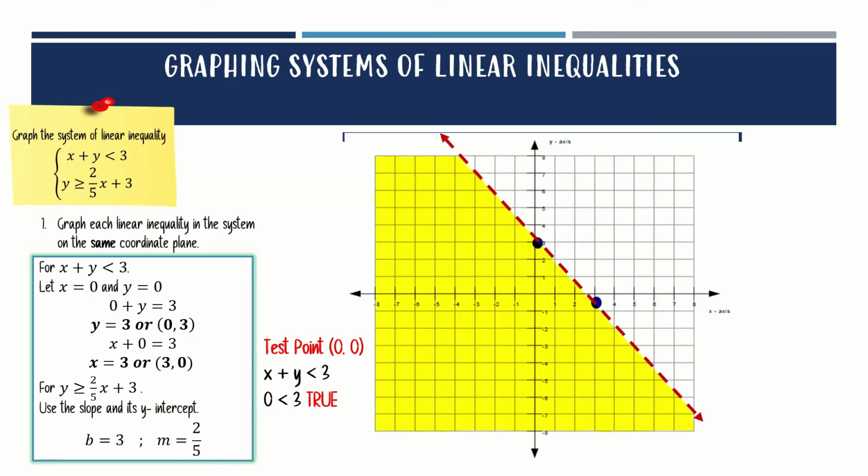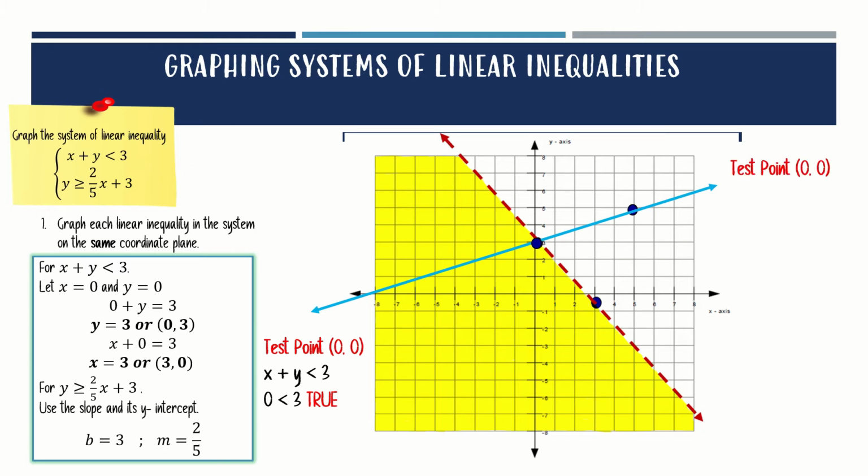Next, we will graph the second inequality of the system y is greater than or equal to 2 over 5x plus 3 using its y-intercept 3. So for this, plot the y-intercept 3 and then using the slope 2 over 5, locate the second point, then connect the 2 points using a solid line since the inequality symbol for y is greater than or equal to 2 over 5x plus 3 is greater than or equal to.